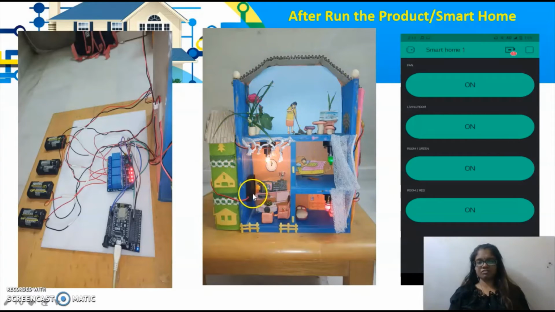So this front side of the product is working well. You can see the fan, the light in the living room, and the bedroom, the green color and red color, both are working. And the back side of the product, which is the DC power supply, relay module and NodeMCU, is connected with positive and negative wires and female to female jumper wires. Okay, now let's watch my demonstration of my product of the smart home.